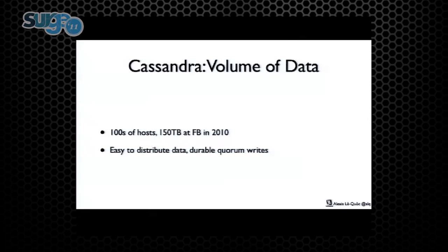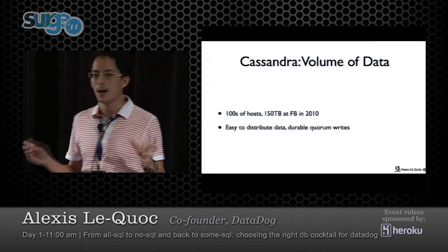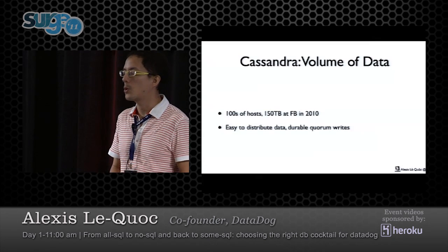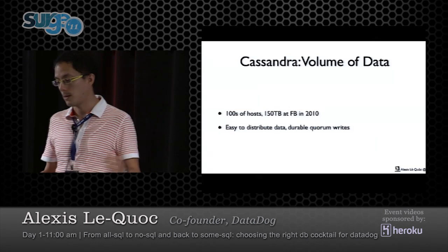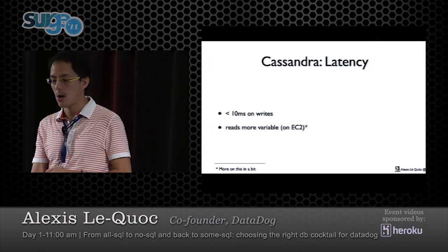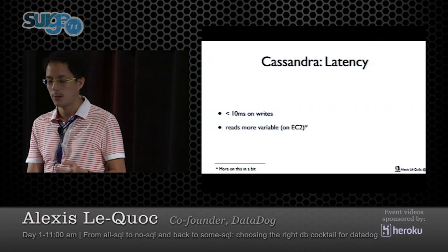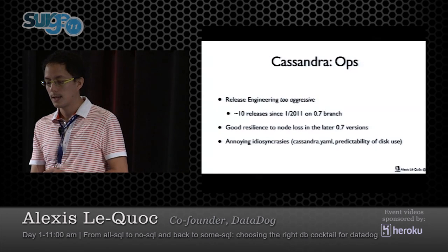So Cassandra, quickly. Facebook said it runs on a couple of hundreds of hosts, and they have 150 terabytes of data in 2010. We said, okay, that's fine. That's the kind of scale where they're already there, so we can get there. It's very easy to distribute data around a growing number of nodes. It has durable quorum writes, which is important when you're looking to have durable data. In terms of latency, on writes it's pretty good. On reads it's a lot more variable, especially on EC2, and I want to talk about that in a bit.